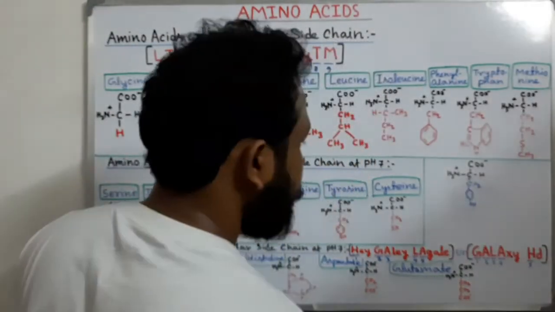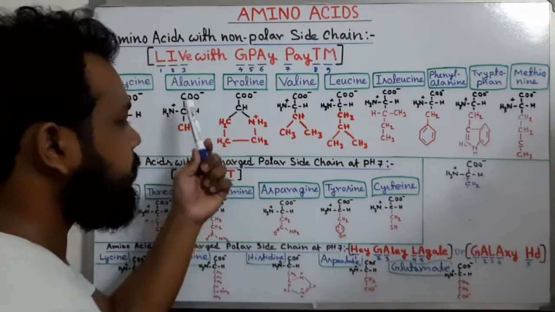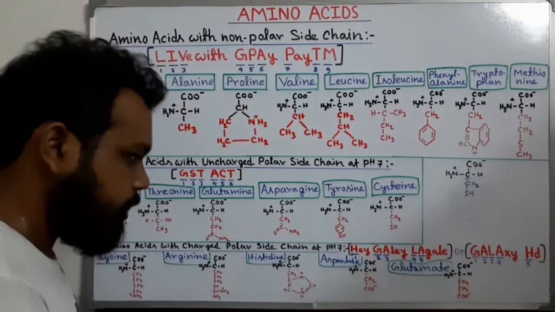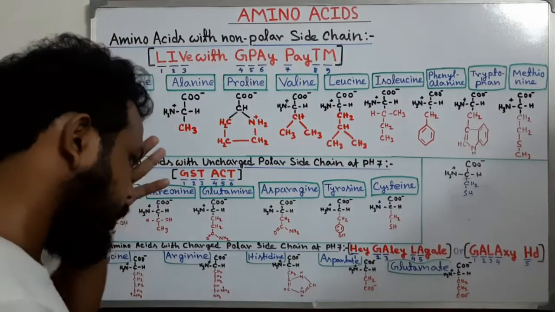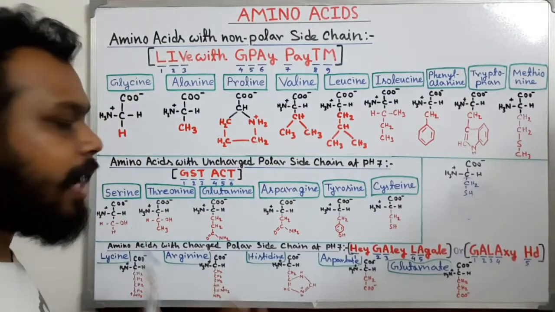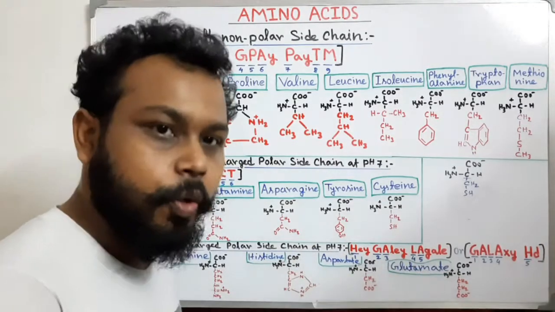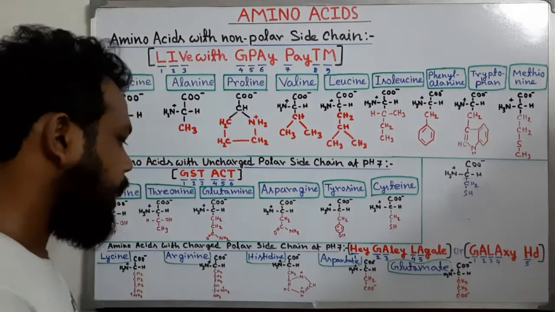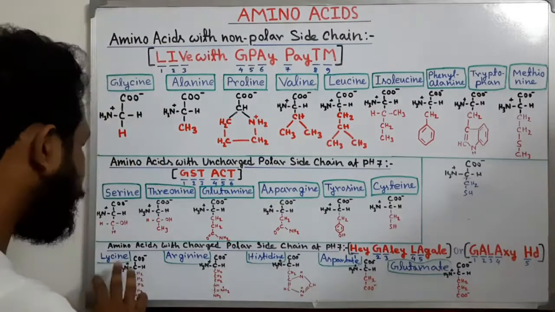And next one is cysteine. First draw the structure of alanine, next just add the sulfide group. This is the structure of cysteine. And the last group is the charged polar side chain group, where 5 amino acids are present: lysine, arginine, histidine, aspartate and glutamate. This group has a polar side chain and also a charged group. The first one is lysine.